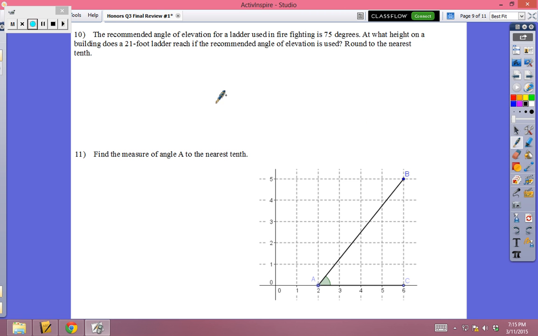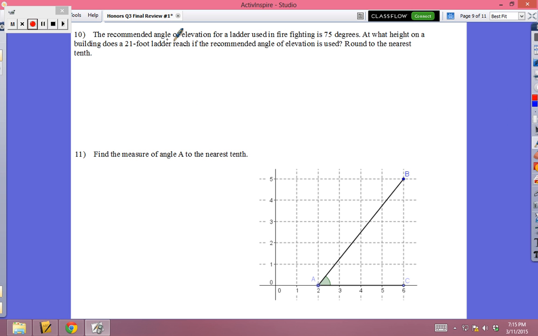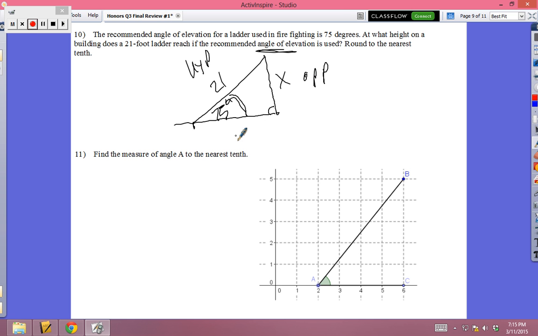Okay, number 10, we kind of got to draw our own triangle. The angle of elevation for a ladder is 75 degrees. What height on the building does it reach if it is at 75? So our picture is going to look like this. Not drawn to scale, but here's my 75-degree angle. So my ladder is this piece, 21 foot. It's anchored right here. It's extending till it runs into the building. The question is, how high is that? How high does it reach off the ground? Here's my ground, a 90-degree angle right there. So in my triangle, this is the opposite, this is the hypotenuse, this is the adjacent.